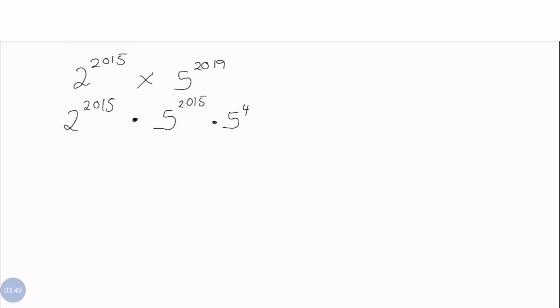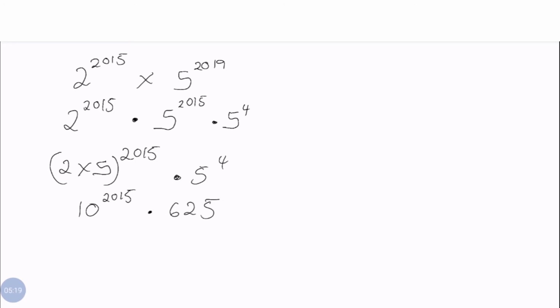What I wanted to do is to make the 5 and the 2 to the same index, so we will do this: 2 multiplied by 5, all this to the power 2015, and then let us bring down the 5 to the power 4. Now this is the same as 10 to the power 2015 multiplied by 5 to the power 4. 5 to the power 4 is equal to 625. So now that means we have 625 multiplied by 10 to the power 2015.